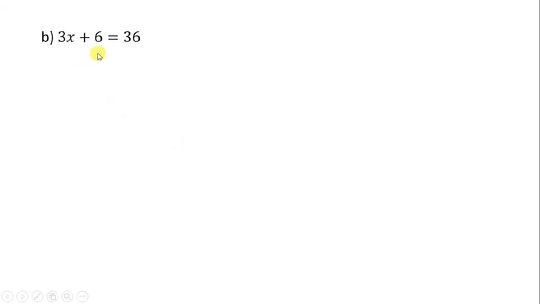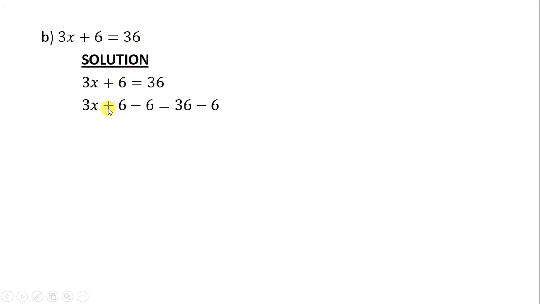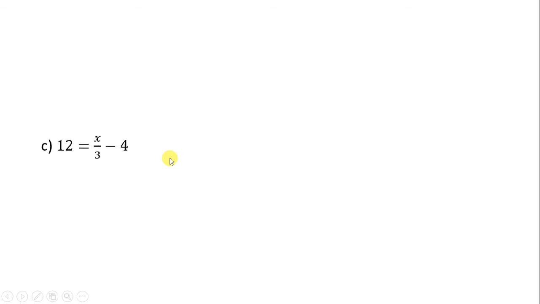Let's go to the next one. We have 3x plus 6 is equal to 36. What are we supposed to do? We introduce the additive inverse of 6 on both sides so that we have a 0 here. 6 minus 6 gives me 0, and 36 minus 6 gives me 30. So 3x is equal to 30. To find the value of x, I divide both sides by the coefficient. Therefore, my x is equal to 10. As simple as that.